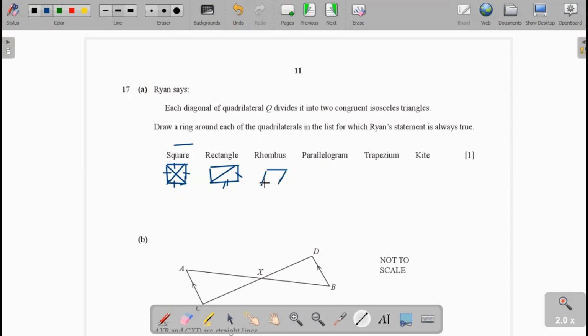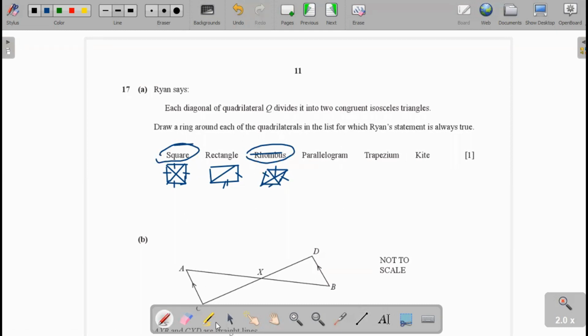The same applies to the rhombus. In the rhombus, we see that all lengths are equal. When we draw a diagonal, it divides the rhombus into two congruent isosceles triangles, and the other diagonal also divides it into two congruent isosceles triangles. But parallelogram, trapezium and kite are not quadrilaterals in which the diagonal divides into two congruent isosceles triangles. Therefore the answer is square and rhombus.